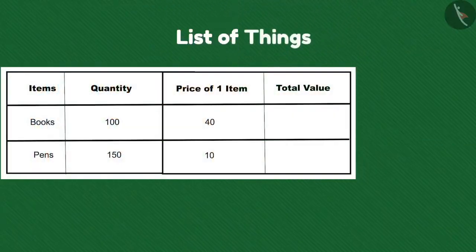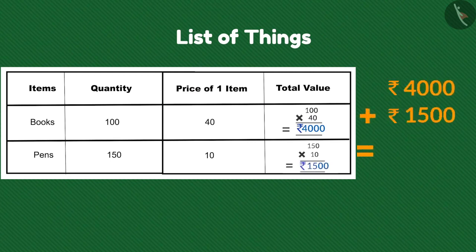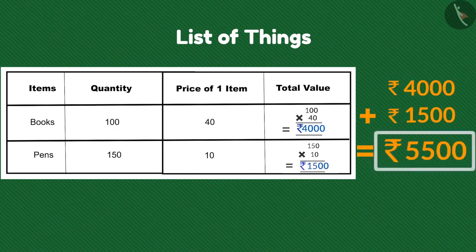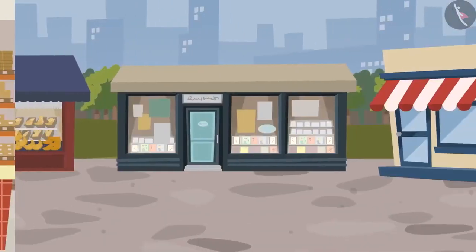Look, Shyam, the shopkeeper told us the cost of one item. Now, can you tell me the total cost? The cost of books is 40 into 100, that is 4000 rupees. Cost of pen is 10 into 150, that is 1500 rupees. The total cost is 4000 plus 1500, that is 5500. Yes, that's how we find out the total cost.